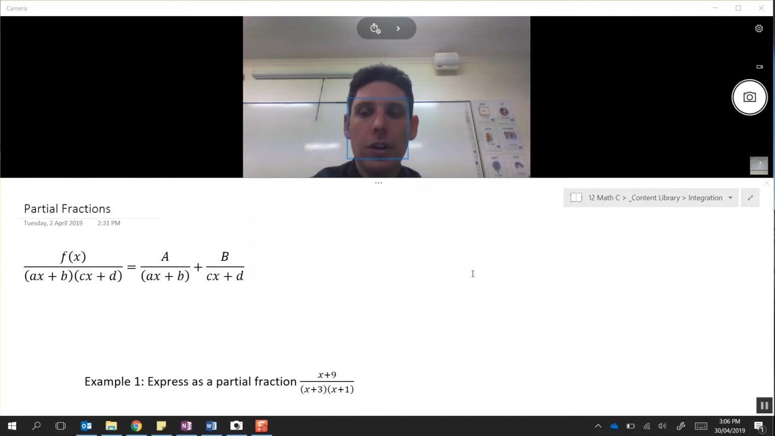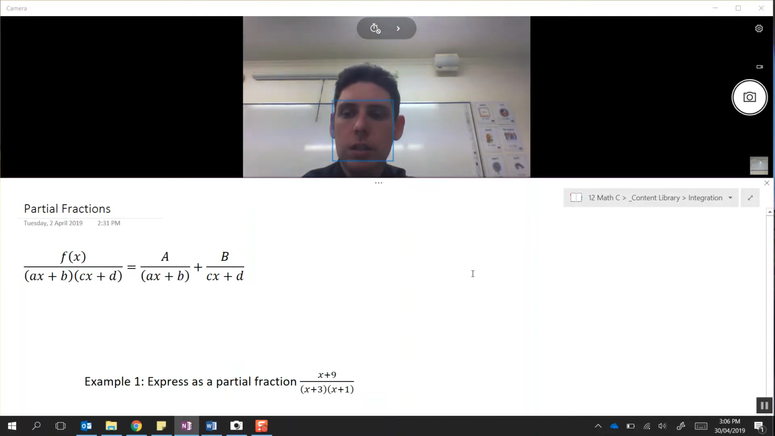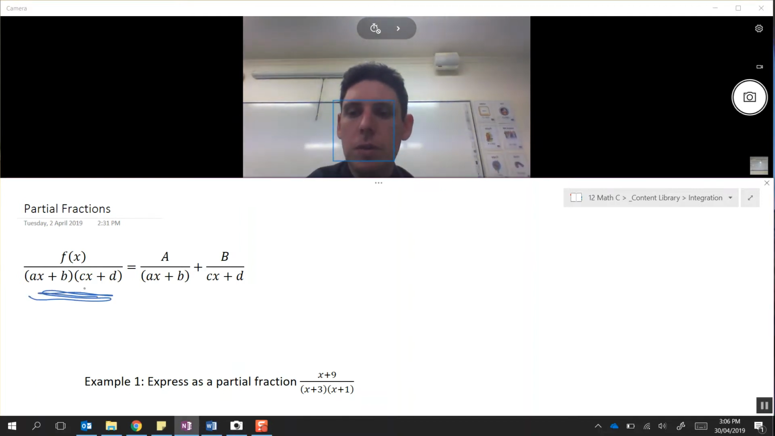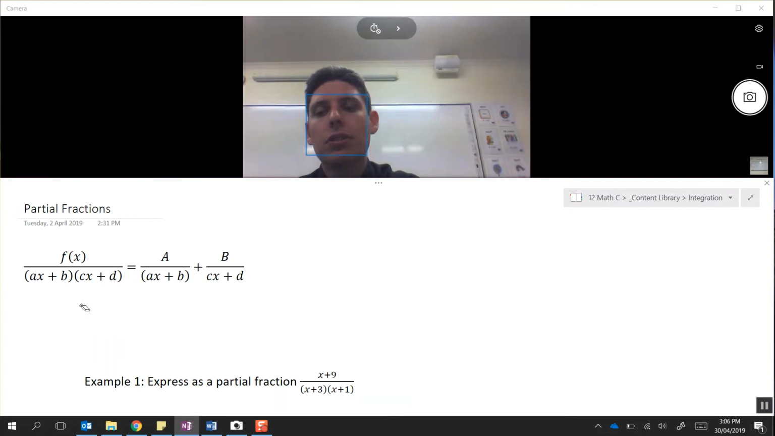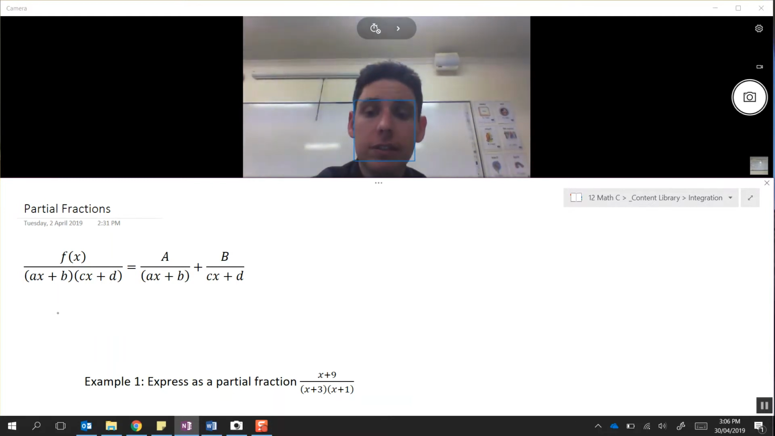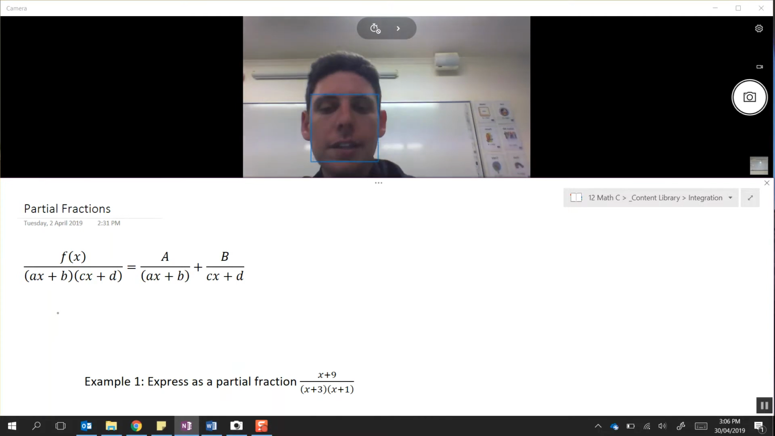So you can see below, this is kind of a complicated fraction and we've split it up into two fractions. So you're going to need some algebra skills to solve this. So let's have a go at solving an example.